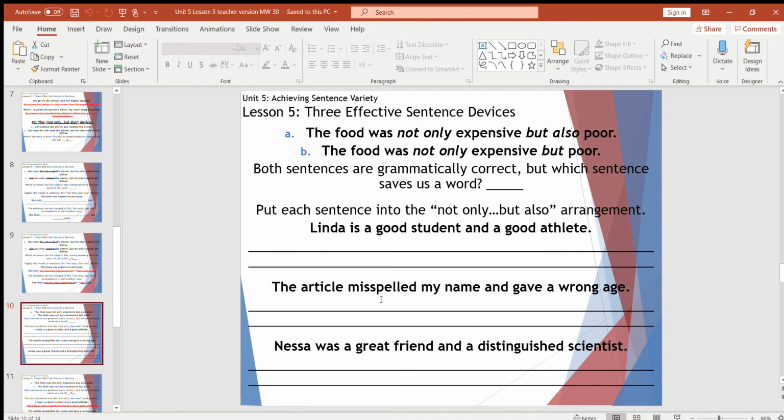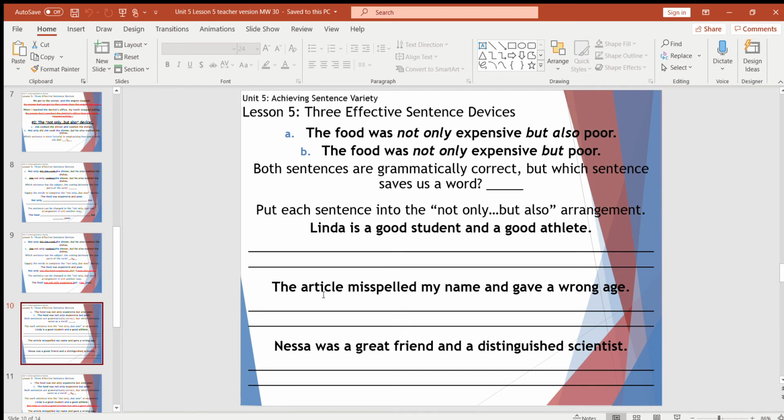Same thing here, the article misspelled my name and gave a wrong age. So not only, we need a helping verb, let's go with did. So not only did the article misspell my name, but also gave a wrong age, right? And of course, if you chose a different helping verb, it would vary slightly, but we went with did.